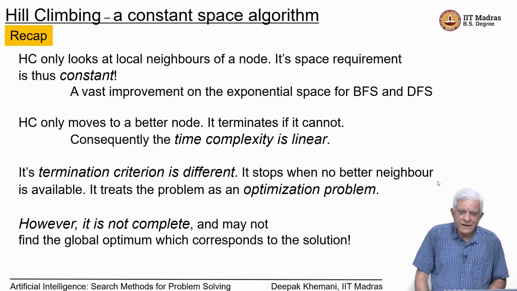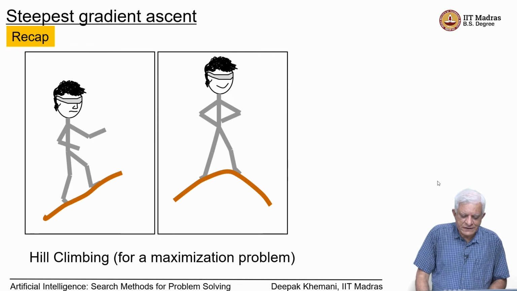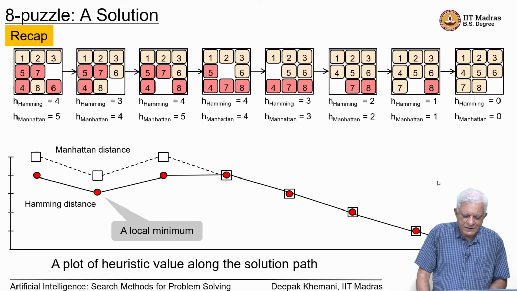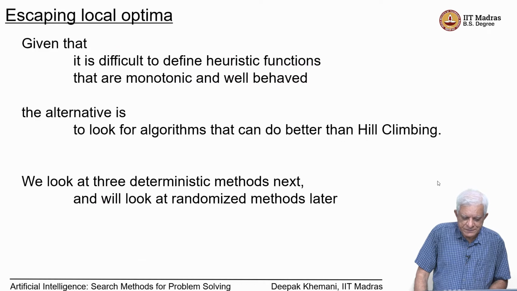So, we want to see how to escape from this local optimum that hill climbing can get stuck in, and how to move towards a global optimum. So, we had seen this with the 8 puzzle example, that hill climbing would have got stuck at this local minimum. And we said that we need algorithms that can do better than hill climbing, and we will look at these 3 deterministic algorithms next.